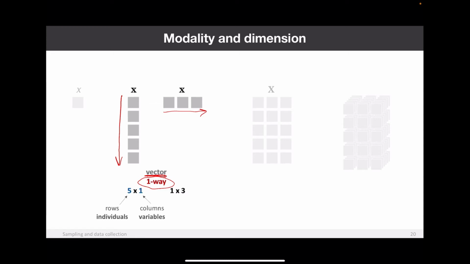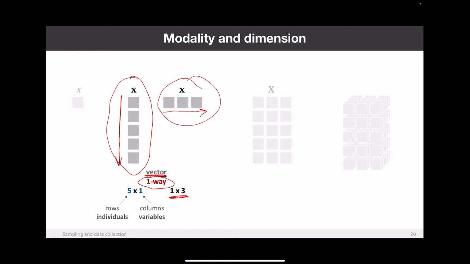And then the dimension of this data will depend on the number of rows and columns. For example, in this case, you have 5 rows and 1 column. So you can say that the dimension of this data is 5 by 1. For this data, in this case, you have 1 row and 3 columns. So you can say that the dimension of this data is 1 by 3.